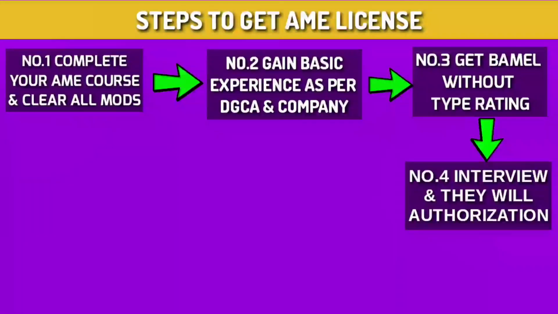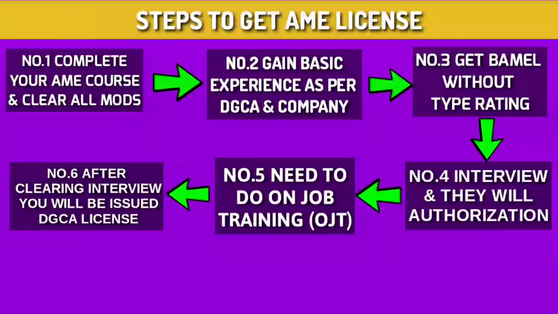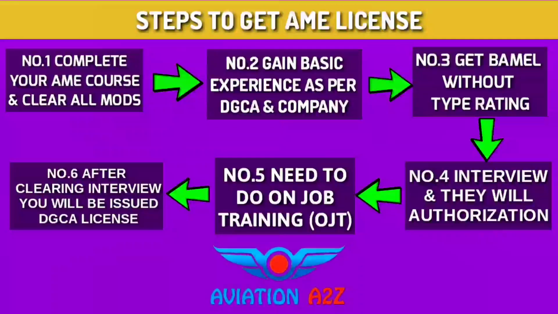Step number 4. As you have submitted your experience in the form of logbooks, they will take your interview and after 2 to 3 months, they will give authorization for doing type-rated training. Step number 5. After that, you need to do on-job training. Remember, this on-job training is different from the on-job training during your course and it will last 6 to 9 months for category A and more for category B. Step number 6. After submitting this experience, DGCA will again take an interview and after passing, you will be issued your DGCA license.